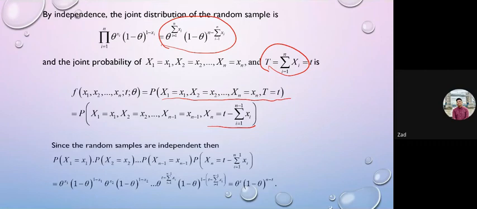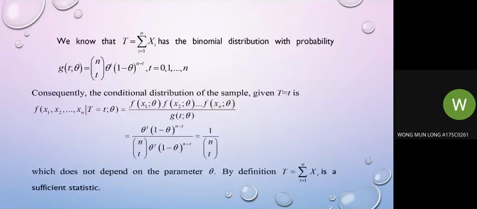We simplify since the random sample are independent, because in the concept of sufficient statistic, normally our data set is assumed to be independent and identically distributed. Independent means you can multiply the probabilities. Identically distributed means we have the same distribution for each x1, x2, up to xn. Once we simplify, we get theta to the power t, 1 minus theta to the power n minus t, and we cancel out the value.